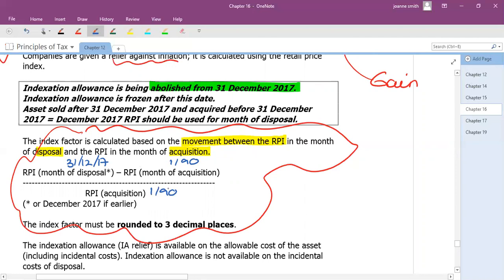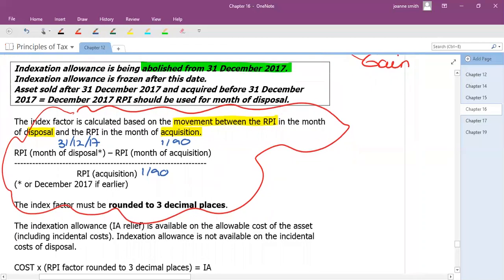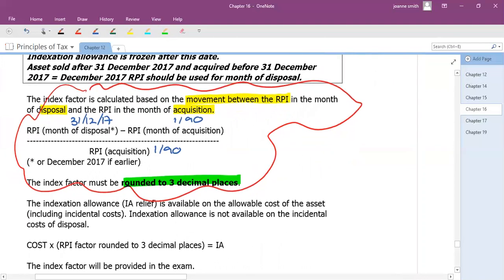So these retail price indexes are what we use to calculate inflation. I'm sure you've seen it in your economics. And we calculate this factor. So it gives you usually 0 point something. It can be 1 point something if it's a long period of time, but it's usually 0 point something. And we always work it out to 3 decimal places.